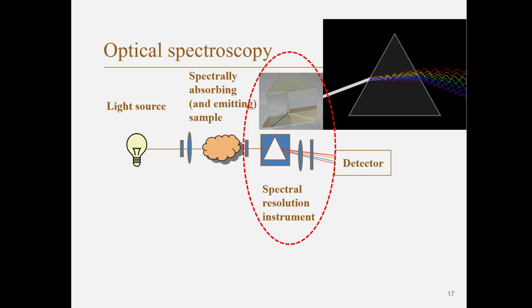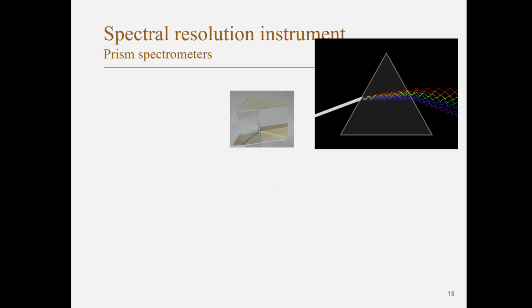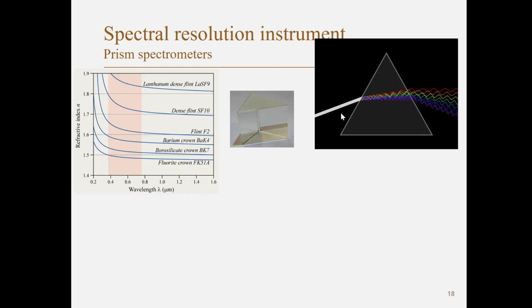So the first spectrally resolving instrument we're going to talk about is a prism spectrometer, just like we saw in the picture above. Here we are using the index of refraction of a material. Down here we have wavelength, and here we have the index of refraction of different materials, and we're going to come back to why we have an index of refraction and why it changes with wavelength. But what we can see here is that as we go to lower wavelengths, the index of refraction becomes bigger. This is normally called dispersion.